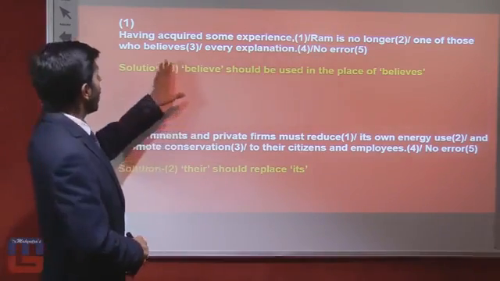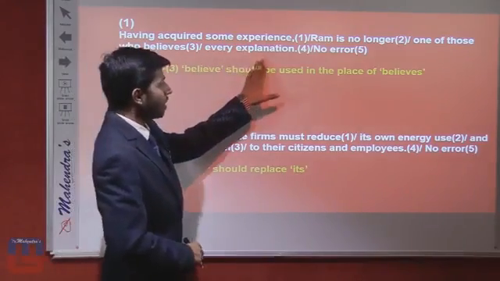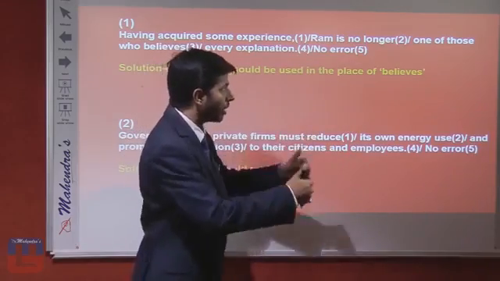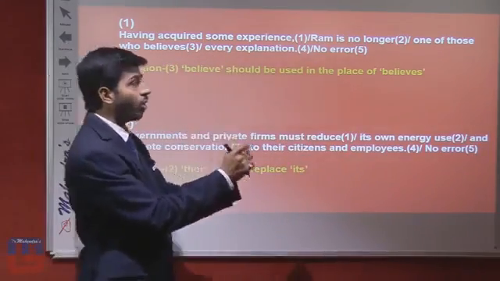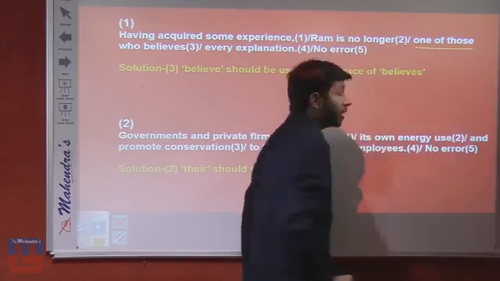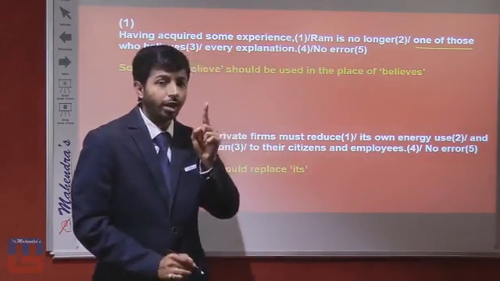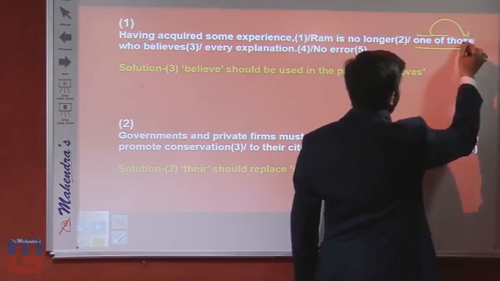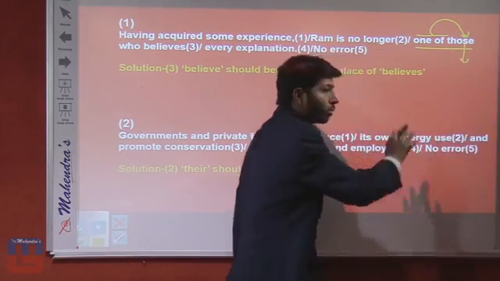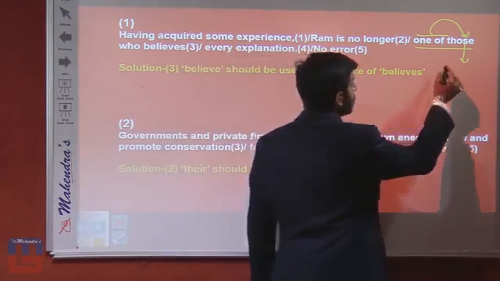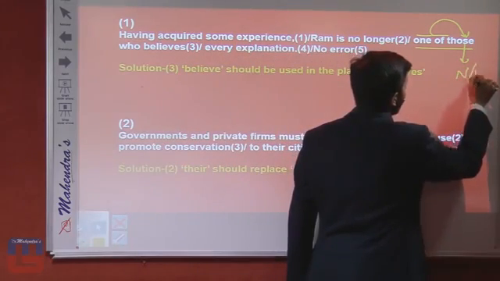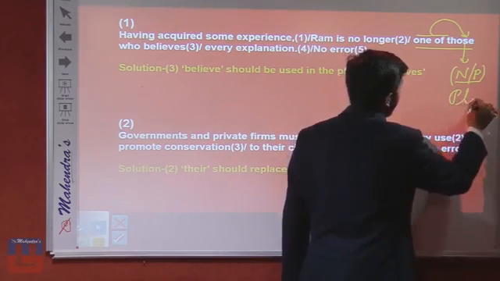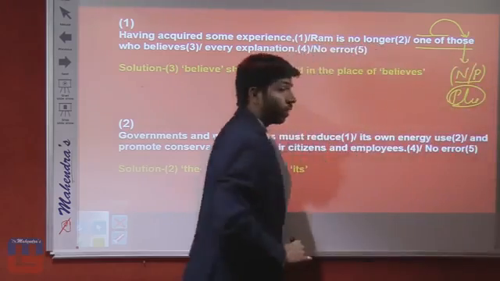Now the very first sentence: "Having acquired some experience, Ram is no longer one of those who believes every explanation. No error." The statement says, having acquired some experience, there is no error. Ram is no longer: Ram is a singular subject with a singular verb, so there is no error. "One of those" is a very important rule, you must learn it. I'm not saying that "one of" is used only and only with "those". I mean to say that "one of" is used with a noun or pronoun, but the noun or pronoun given should be in plural. Therefore "those" is written: one of those.